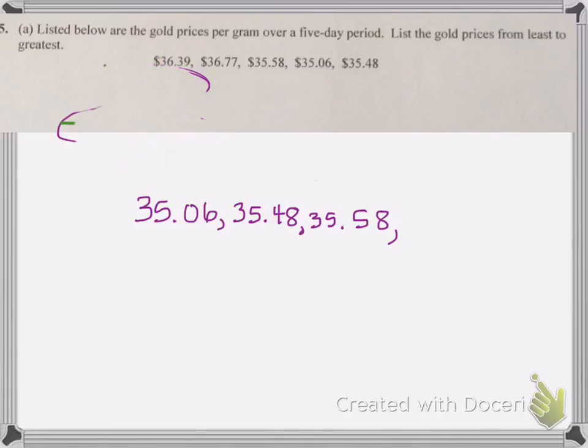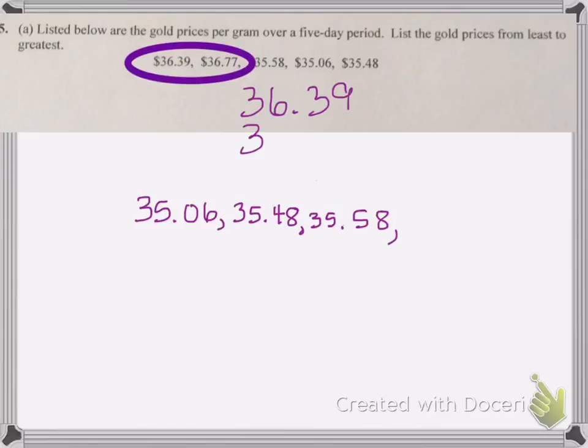And now let's focus on those other two numbers, the ones that begin with 36. So the 36.39 and the 36.77. So I'm going to write those down as well. 36.39 and 36.77. And I'm going to do the same thing I did before. These 3's are the same, these 6's are the same. I want to get the first place value where I actually have different numbers. So in the tenths place is where I'm starting to see some different numbers.